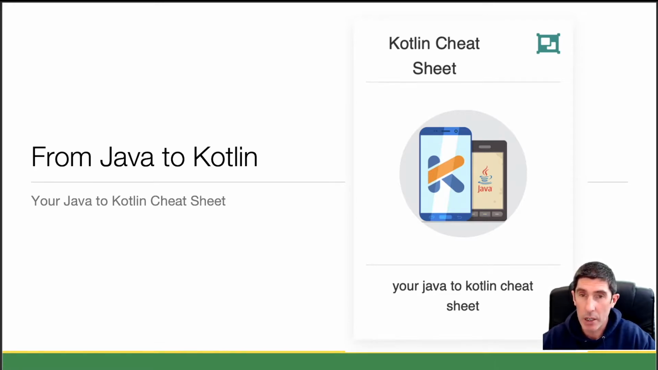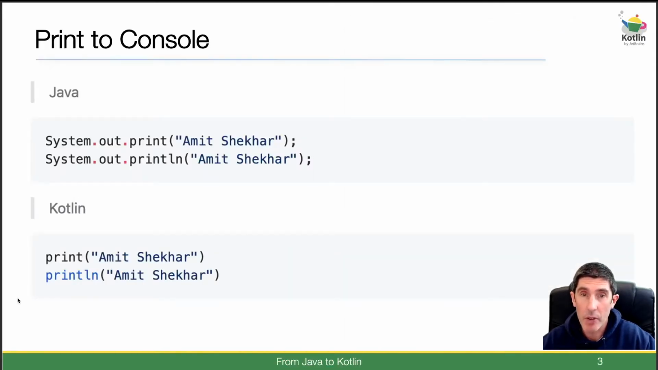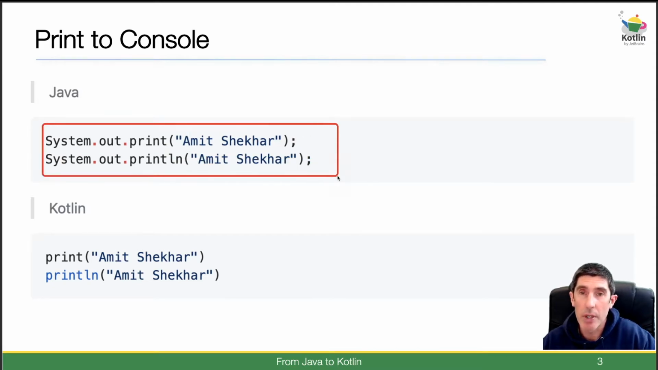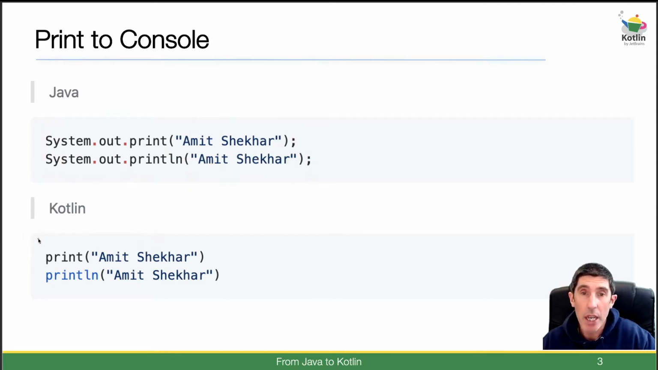Okay, so we start off with some basic stuff and move up towards more complex features and concepts. To begin with, we have printing to the console. In Java, you would have said system.out.print, and then println if you want to stick on a new line. In Kotlin, a lot simpler, just print or println. Again, notice no semicolon, they're optional in Kotlin from now on.